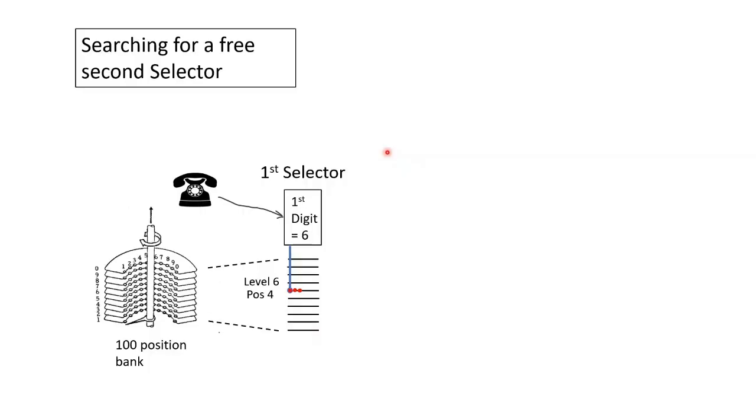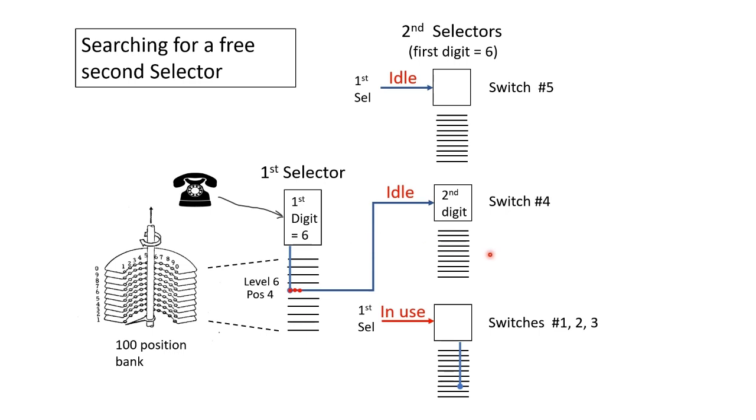As was shown earlier, the first selector switch accepts the first dial digit, here a 6. Immediately after the dialing, the switch dynamically hunts or searches for a free second selector to accept the second dial digit. For this simple example, the first selector switch has access to 5 second selectors on its horizontal level 6. It starts hunting along the horizontal level, 1 step at a time.